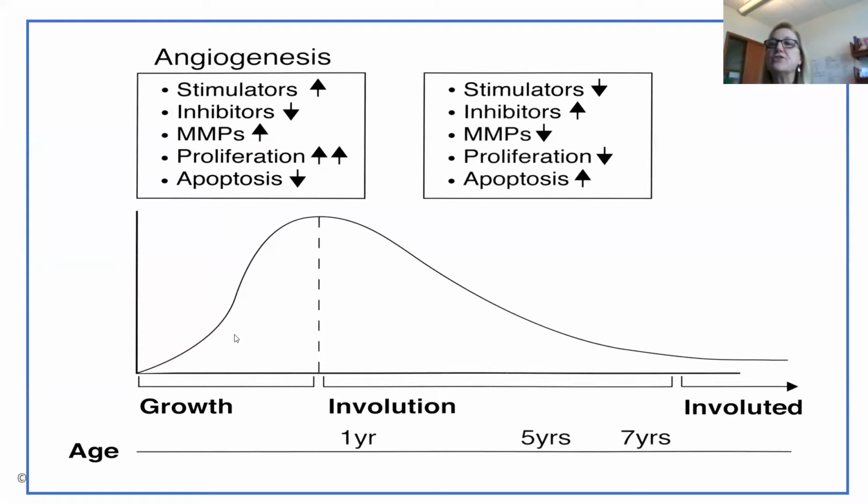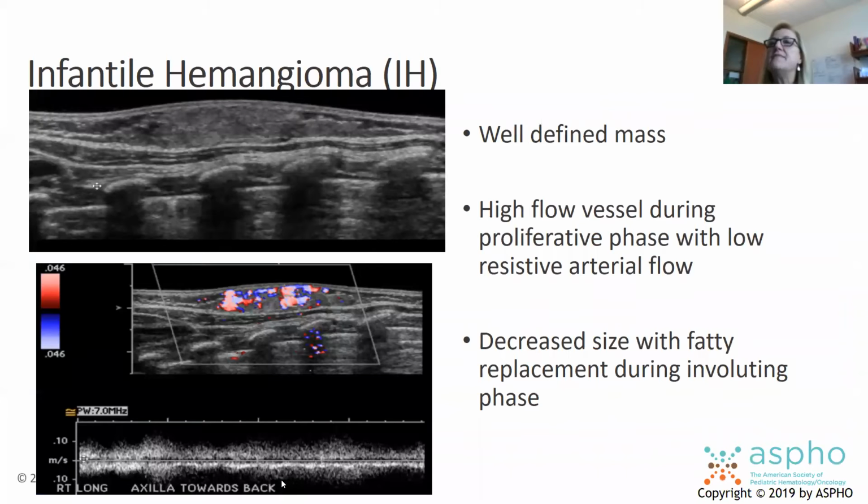Pro-angiogenic factors occur in that proliferative period, and then anti-angiogenic factors appear when a hemangioma is involuting. They have a very particular appearance on ultrasound, so they're capillary, so they're high flow. They should not look like a mass. And so this is important to know how to differentiate.